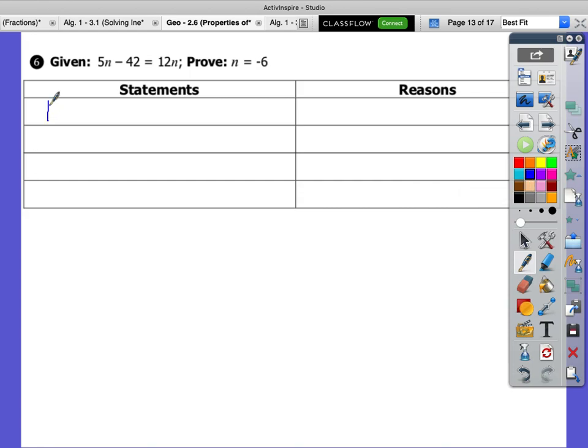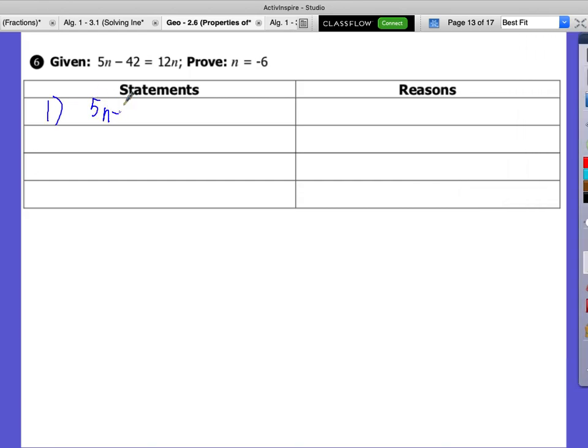Our first statement is always going to be our given statement, right? So 5n minus 42 is equal to 12n. Caleb, what's our justification for that? It's given. I couldn't agree more. That would be our reasoning, our justification, our argument for that. Our second step, what math would we do here? And if we need to, we can write this below off the side as well.